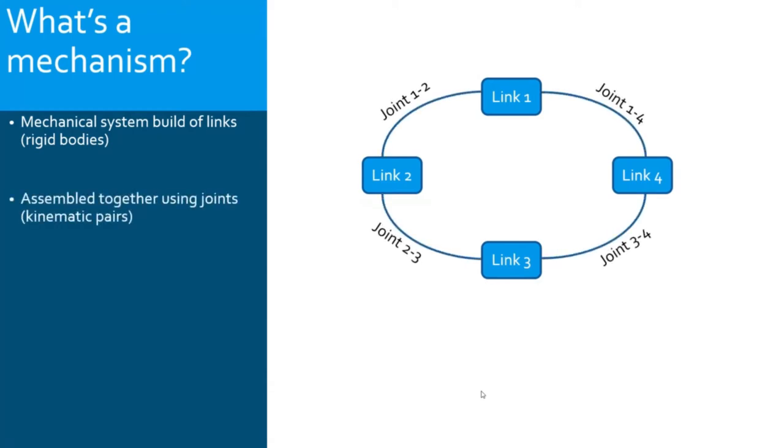Now, these links intrinsically each have three degrees of freedom; they can move independently. So links alone cannot make a mechanism. They are the elements that build a mechanism, but they cannot by themselves make a mechanism. We need to connect the links together. To connect the links together, we need what we are going to call kinematic pairs or joints. The joints are the connections of links.